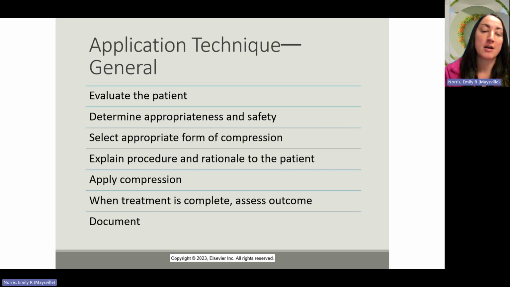For the application of compression, we do it very similar to other modalities. We first evaluate the patient, determine if it's safe, then we select the appropriate form of compression. We explain the procedure to the patient. We apply the compression. We remove it once it's over and assess the area, and we document. Typically, we'll apply the compression at the end of a treatment and have them go home with it. And then we would remove it and assess during the next treatment session. Or they would remove it for showering, and they may or may not be able to put it back on, depending on if they have a caregiver and things like that. And then, of course, we always document what we did.